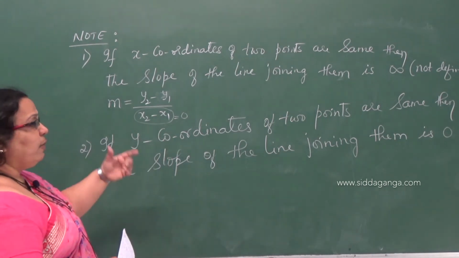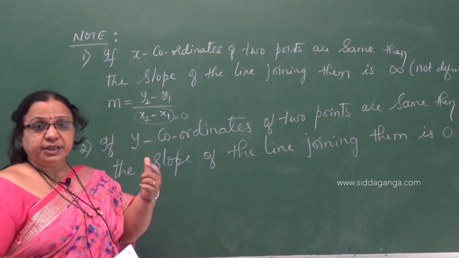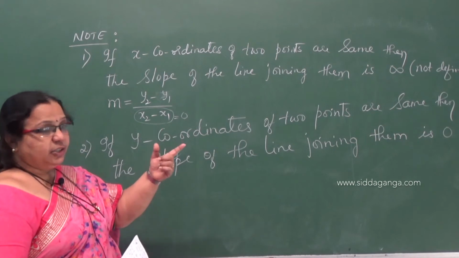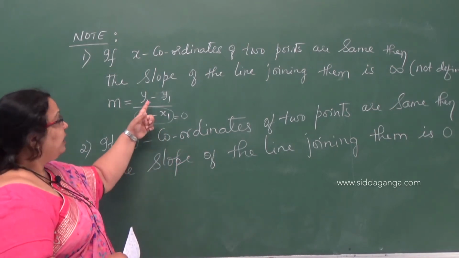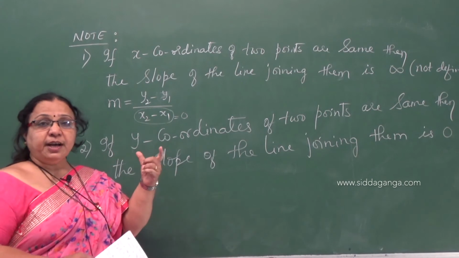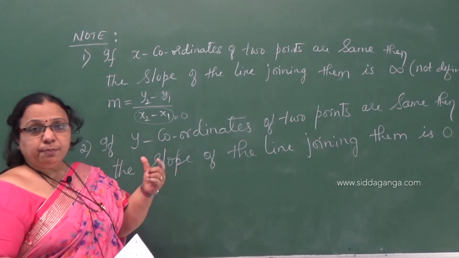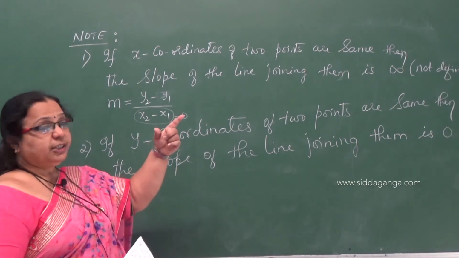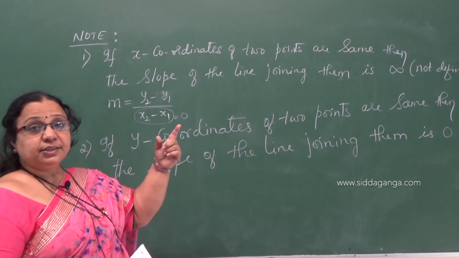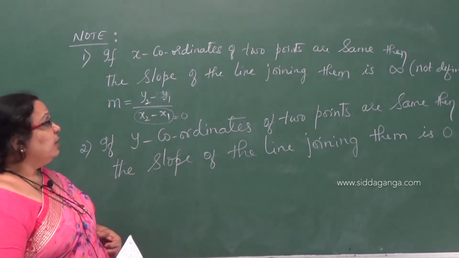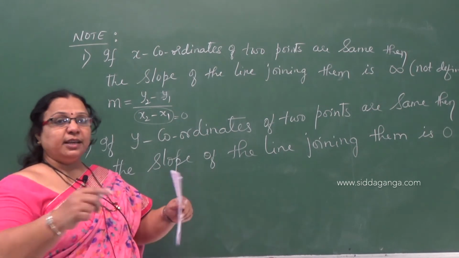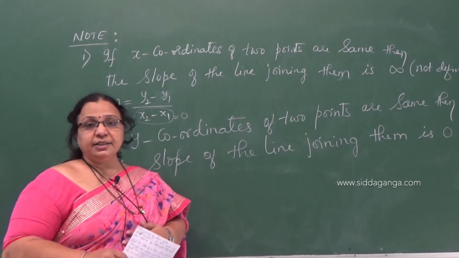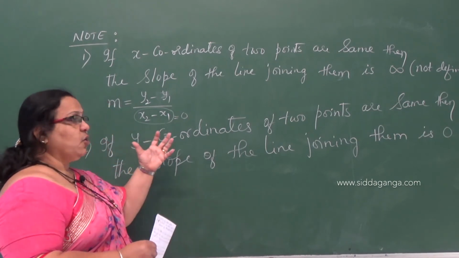So if the y coordinates of 2 points are same, then the slope of the line joining such points is always equal to 0, because y comes in the numerator. If the x coordinates of the 2 points are same, then the slope of the line joining them is not defined, represented as infinity. We should know this concept, so instead of substituting every time, we can directly write the answer by knowing it.